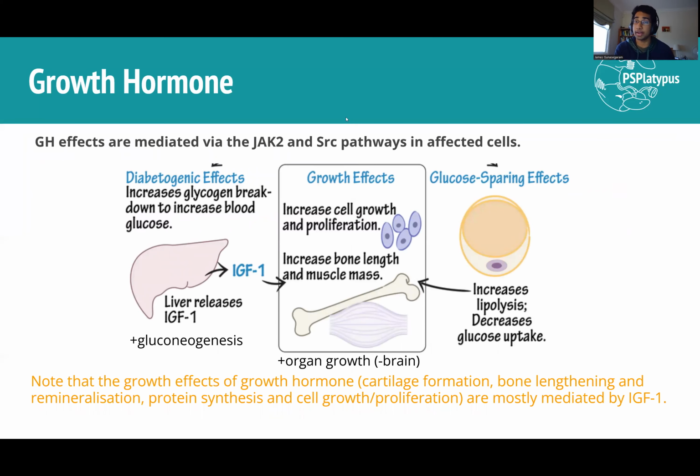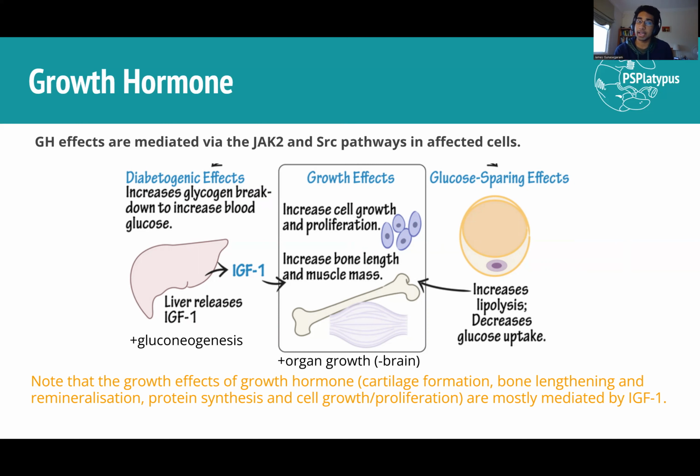Okay, so in terms of how it actually does its work, you might have seen complicated diagrams on the JAK2 and SRC pathways. You don't really need to know the details of those too much. What is useful to understand is the sort of different major effects that it has. So there's some stuff that it does directly and some stuff that it does indirectly. The stuff that it does directly is mostly the stuff over on the right side here, which is the glucose sparing effects. So where we increase lipolysis and we decrease glucose uptake. Both of these things serve to increase the amount of glucose and just general energy compounds in the blood.